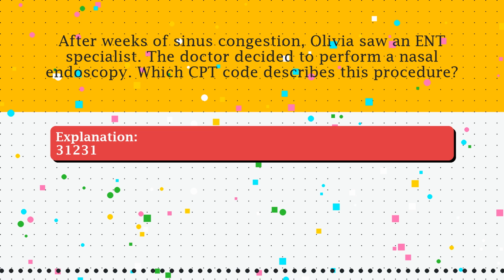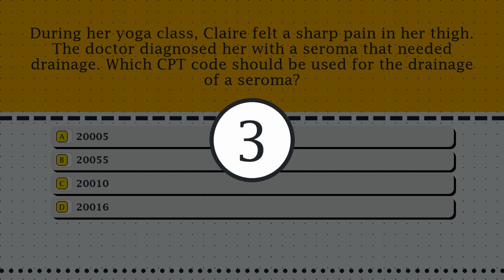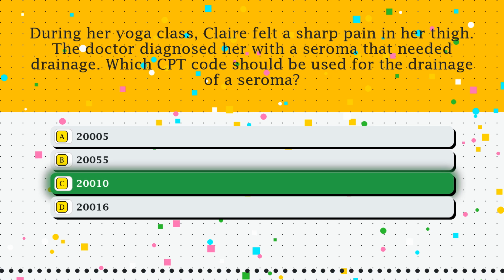Question 201. During her yoga class, Claire felt a sharp pain in her thigh. The doctor diagnosed her with a seroma that needed drainage. Which CPT code should be used for the drainage of a seroma? Option A, 20,005. Option B, 20,055. Option C, 20,010. Option D, 20,016. The correct answer is option C, 20,010.